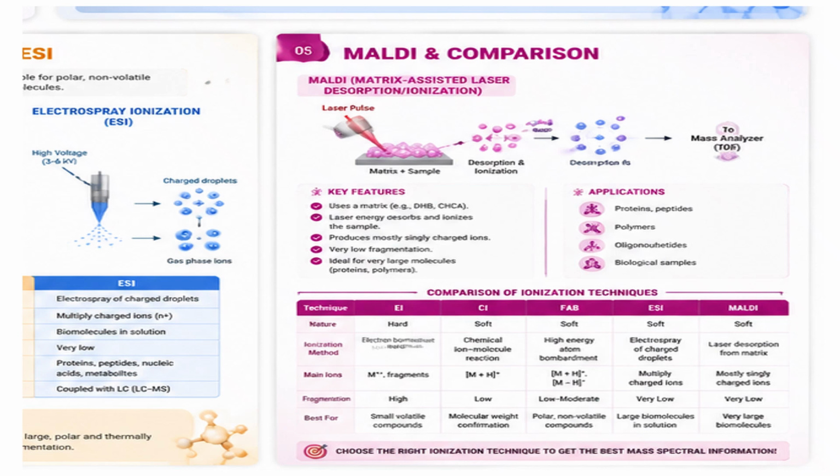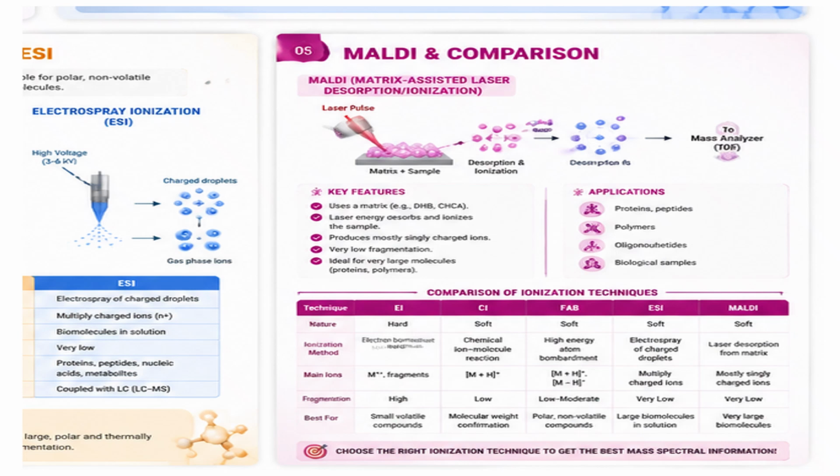The key features of MALDI are that it uses a matrix, produces mostly singly charged ions, causes very low fragmentation, and is ideal for very large molecules like proteins and polymers. MALDI is commonly used for proteins, peptides, polymers, oligonucleotides, and biological samples.